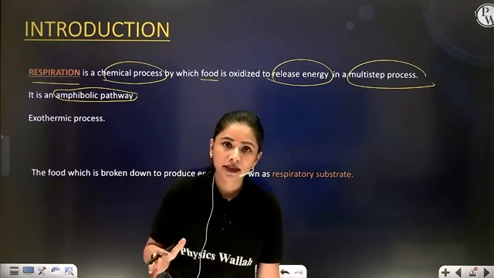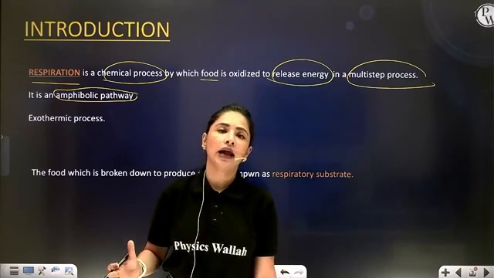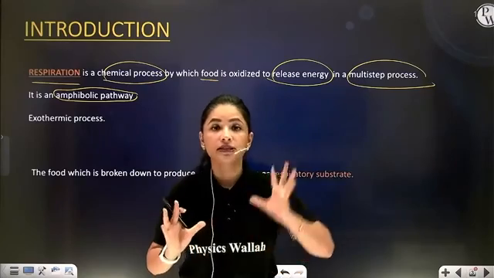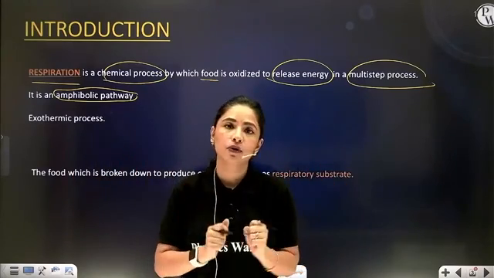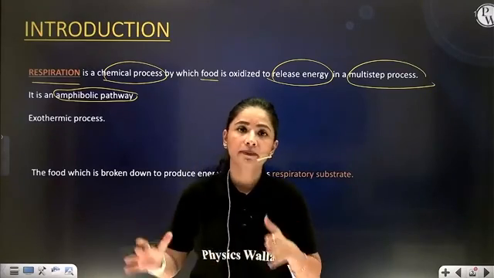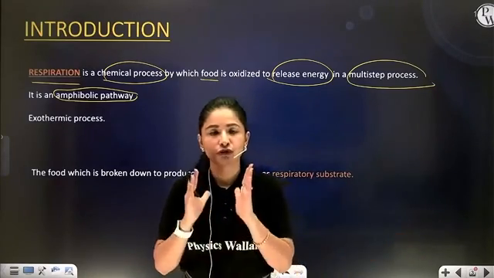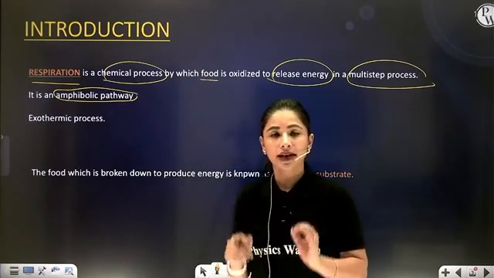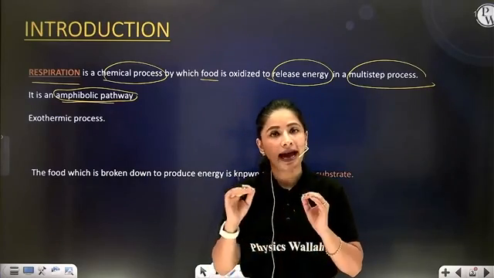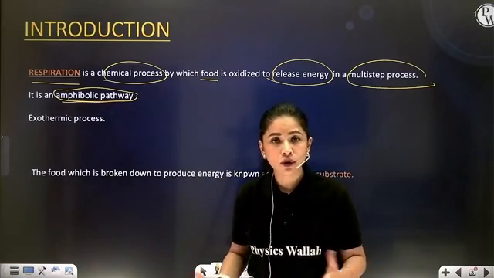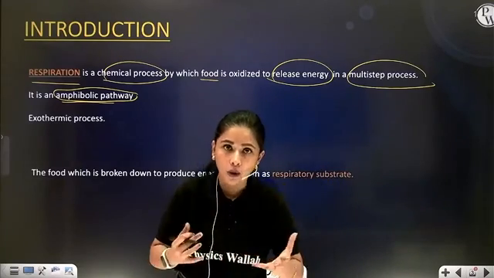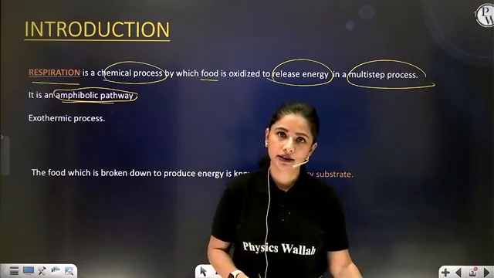pathway. Respiration is neither catabolic nor anabolic. It is rather an amphibolic pathway, meaning it is both catabolic and anabolic. Now I'll explain what is amphibolism in detail when I proceed in the chapter. So for the time being, you should know that respiration is an amphibolic process. Amphi means both. What both? Both catabolic and anabolic. Correct? How? That I will tell you later in the chapter.